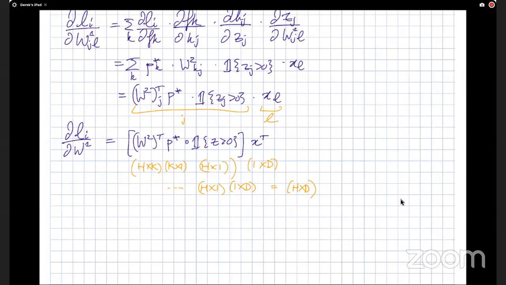It's the same thing. I'm not sure what you mean. Oh, sorry, you're saying, why is it not stuck to the right of W2? This guy is here, so I'm not sure why this should be here. You're saying this should be in between the P star and the W2?